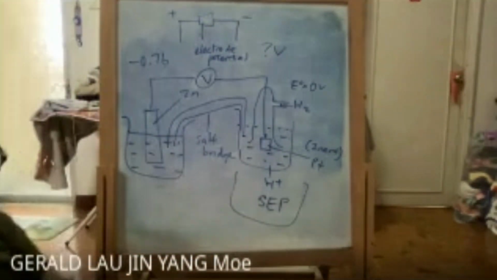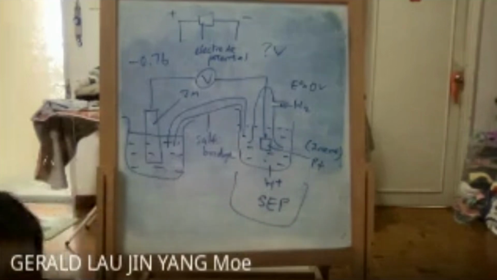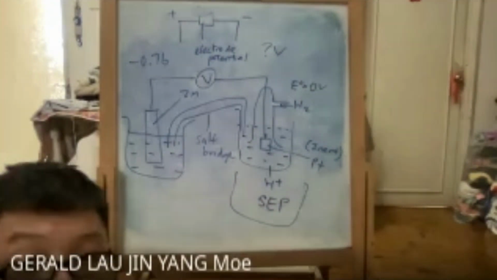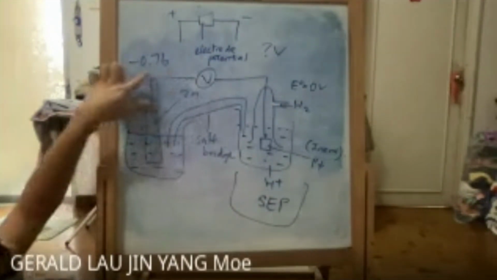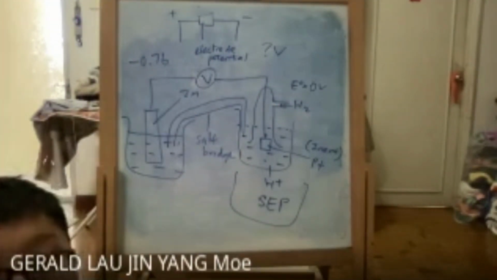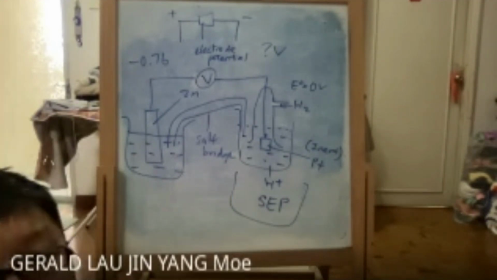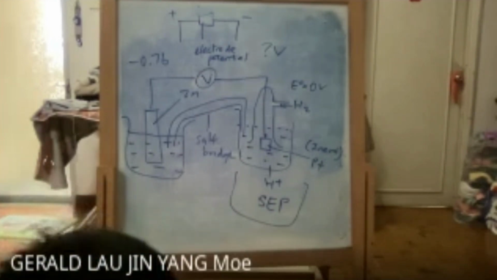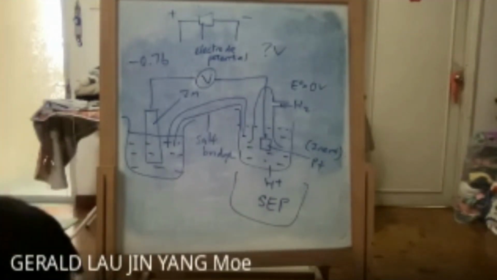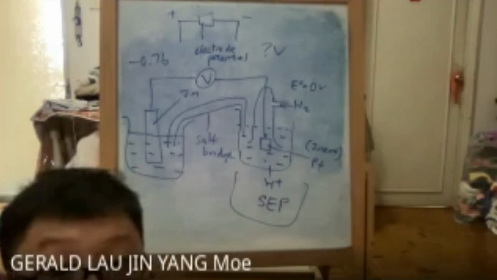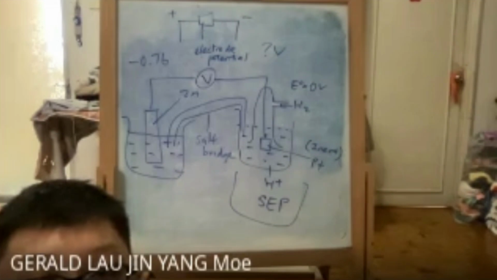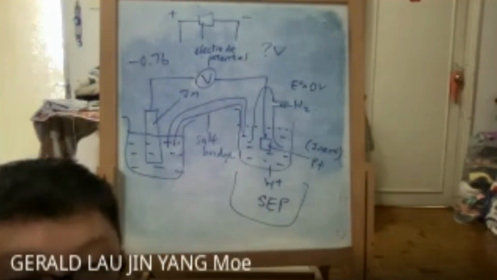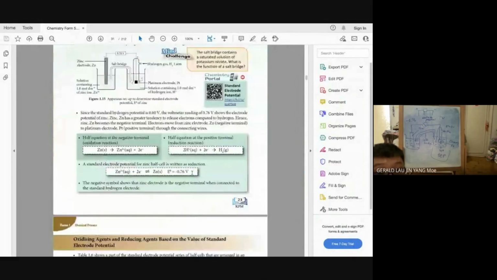Can you understand how we get the E naught value? You connect to this, you get the voltmeter reading of negative 0.76. That is the electrode potential. They won't ask how to get it, but I want you all to understand first. If you don't understand, later you cannot do the rest. Can you understand the concept of how we get this? Okay.